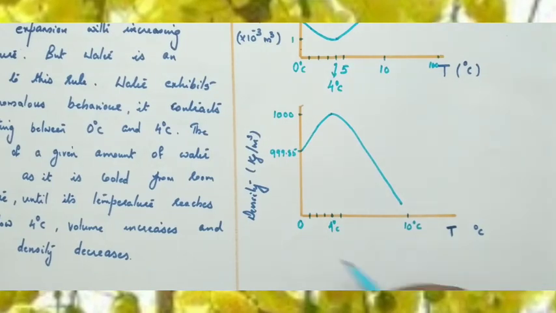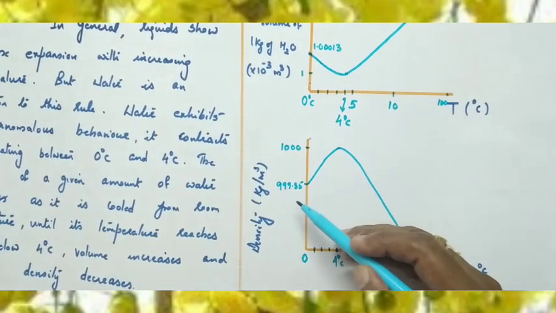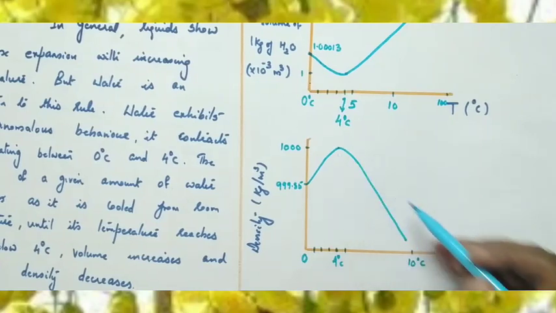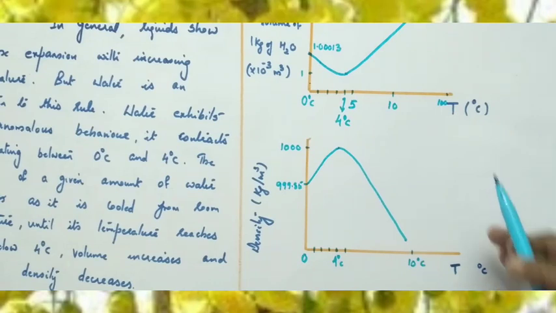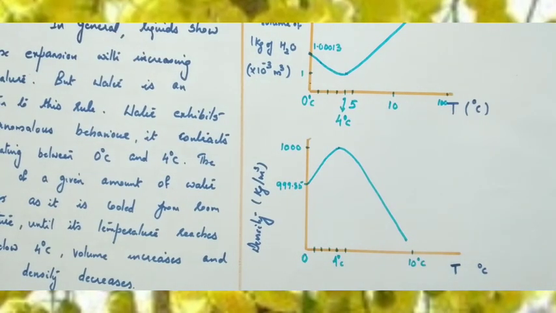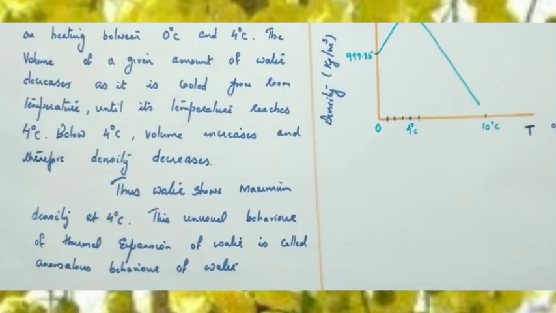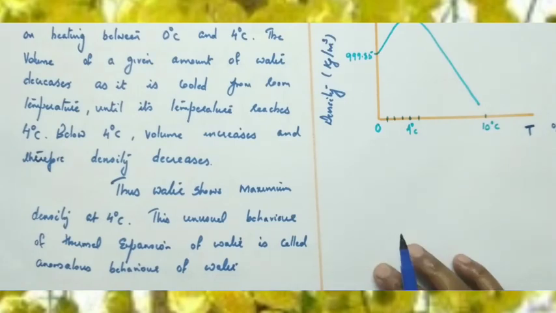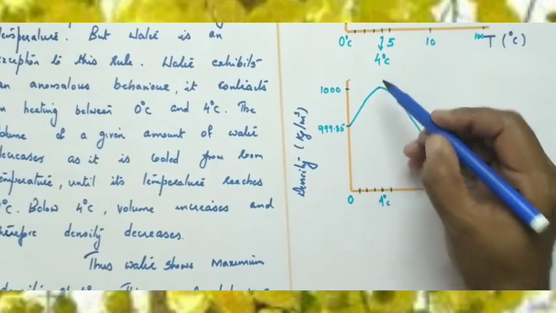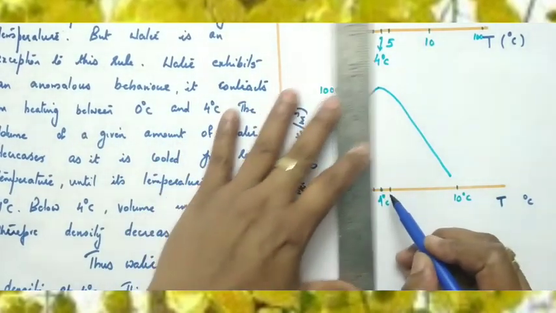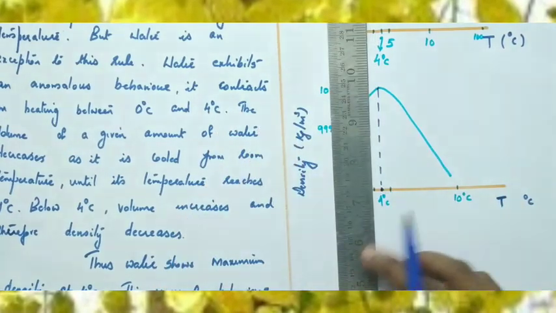So in the case of water, if water is heated from 0 degrees Celsius to 4 degrees Celsius, volume decreases and density increases, and after that it shows normal volume expansion, similar to different types of liquids. So this is the anomalous behavior shown by water. Thus, water shows maximum density at 4 degrees Celsius. So it shows maximum density of 1000 at what temperature? At 4 degrees Celsius. Clear?